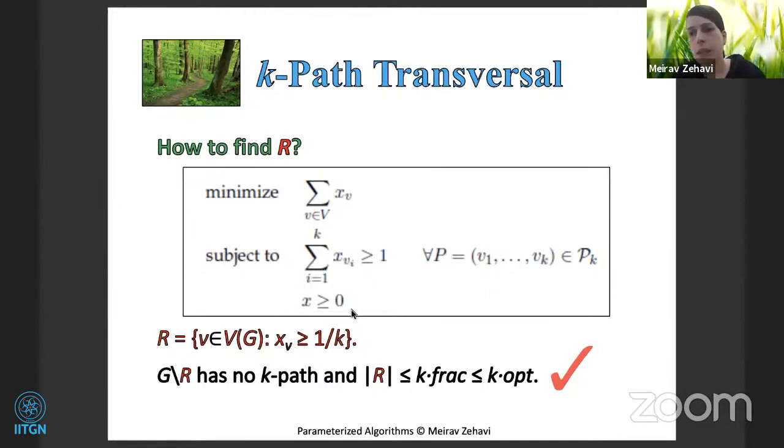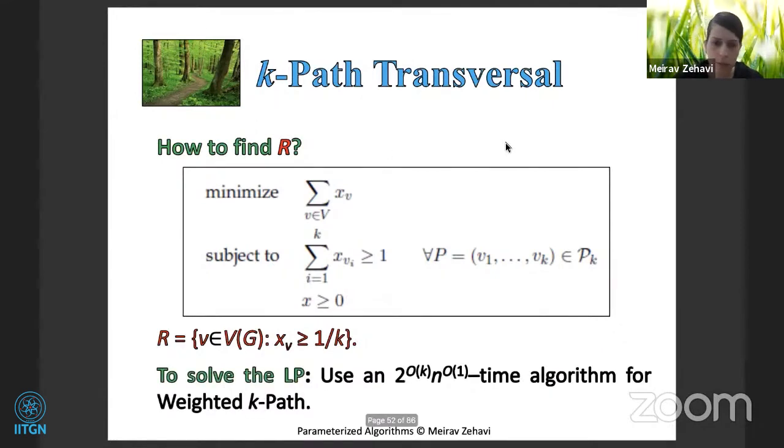And also, what is the size of this set R? Notice that the size of set R is at most k times frac, the value of the solution to this LP, an optimal fractional solution. Why is it at most k times frac? Because we rounded up only variables that got value at least 1 over k. So we are paying at the worst k times more than the optimum, frac. And the optimal value of this linear program is at most opt. So frac is at most opt, and therefore this way we also get a solution of size at most k times opt.